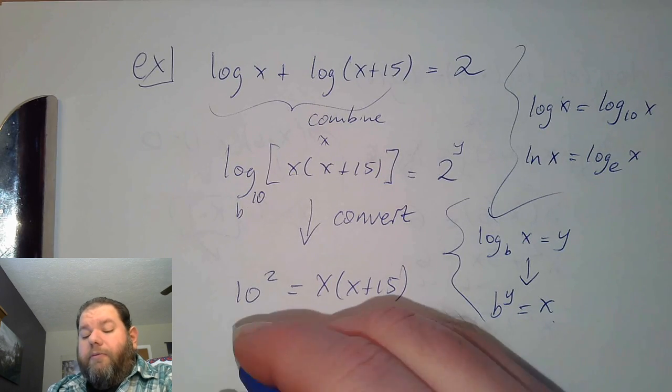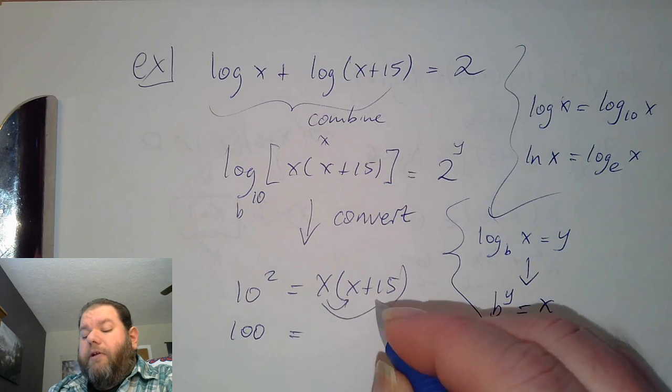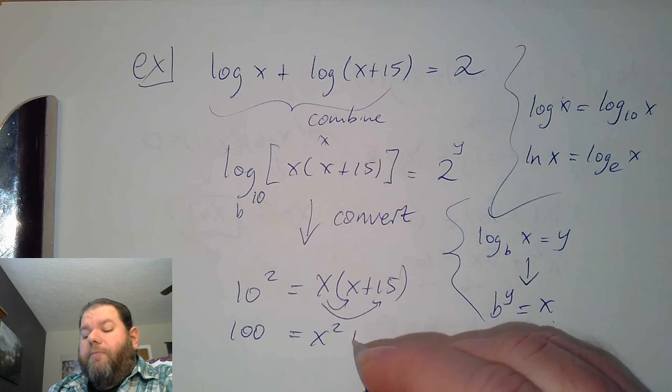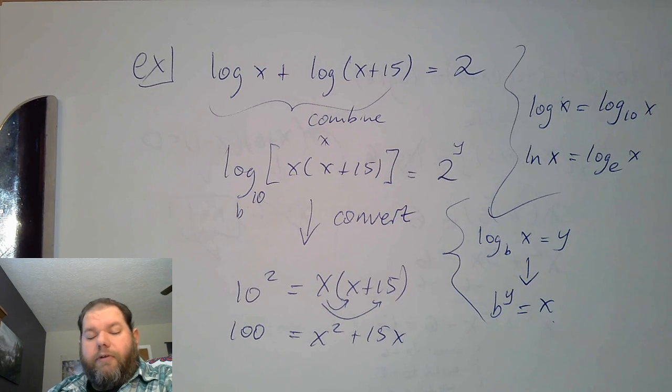Now 10 squared, we know that's 100. And we can distribute the x over here, so it's x squared plus 15x. Now, much like the previous example, we can pull our 100 over to the right and set equal to 0, that way we can factor and solve for x.